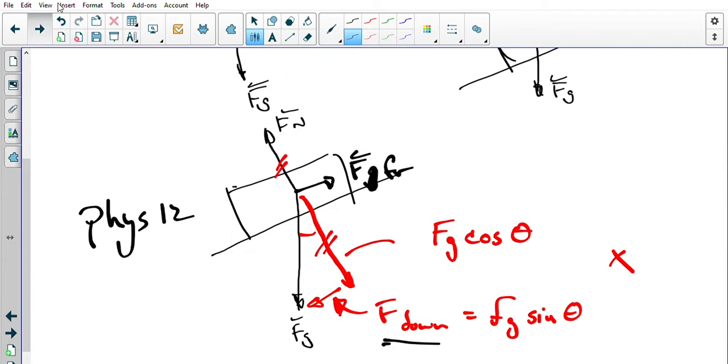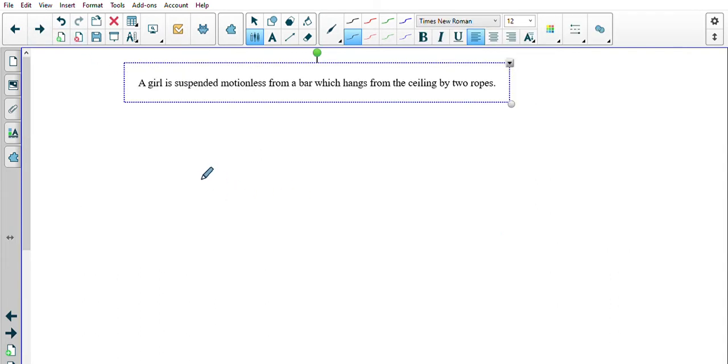All right, let's go to the next page. A girl is suspended motionless from a bar which hangs from the ceiling by two ropes. Okay, first of all, we need to draw a picture of a girl. There's our picture of the girl. Now, picture the girl hanging from a bar.